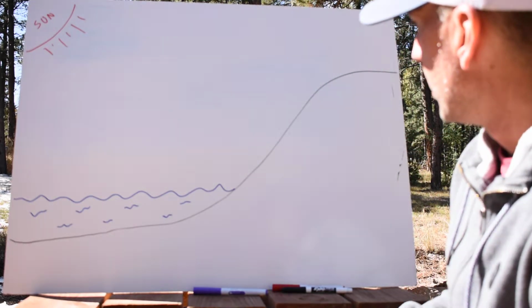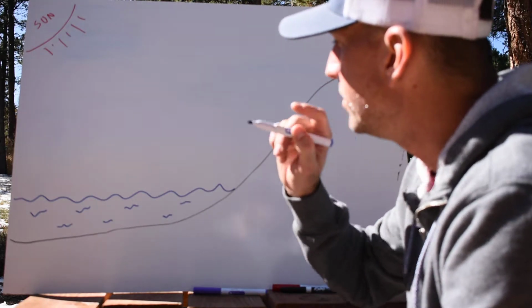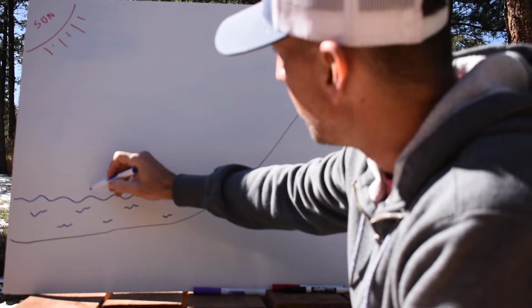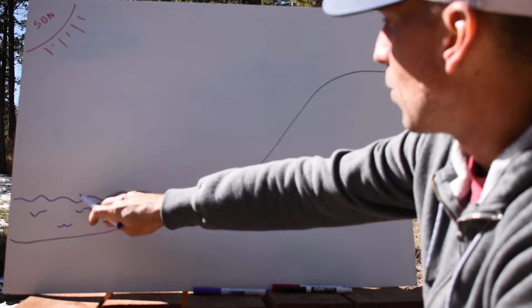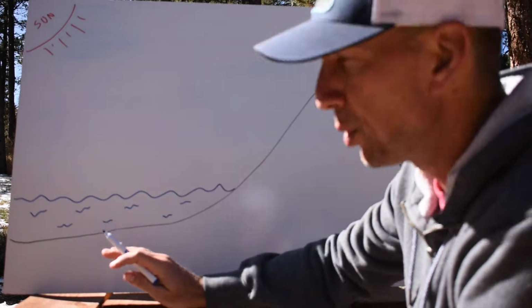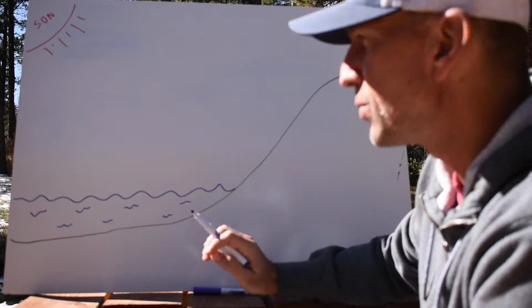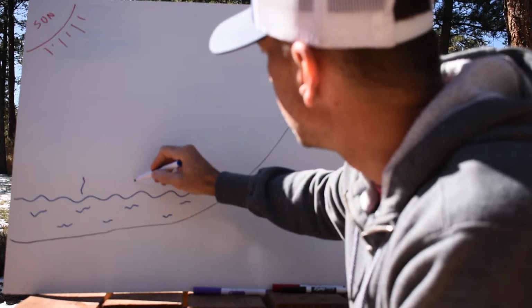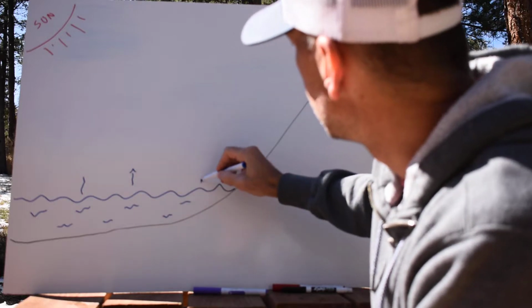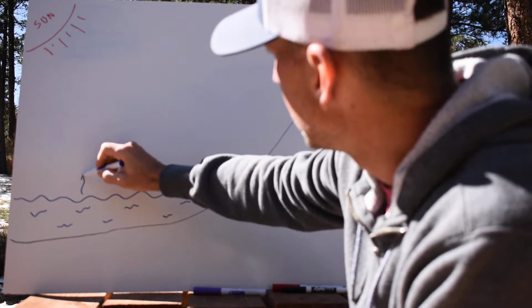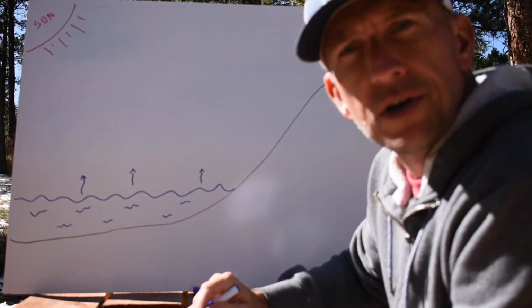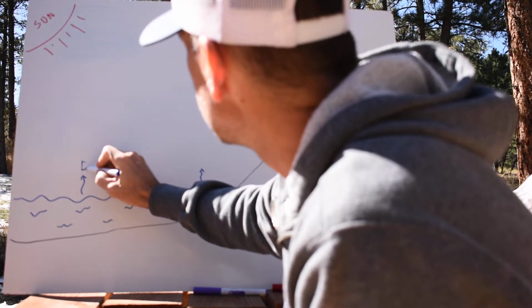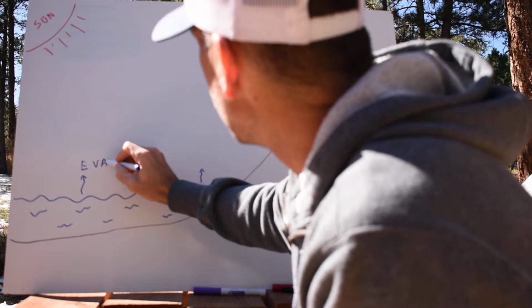So as we look at the sun beating down on Earth, it's obviously hitting water, which is about 70% of our planet, but it's hitting land as well. And so as the water turns from liquid to gas, we refer to that as evaporation.